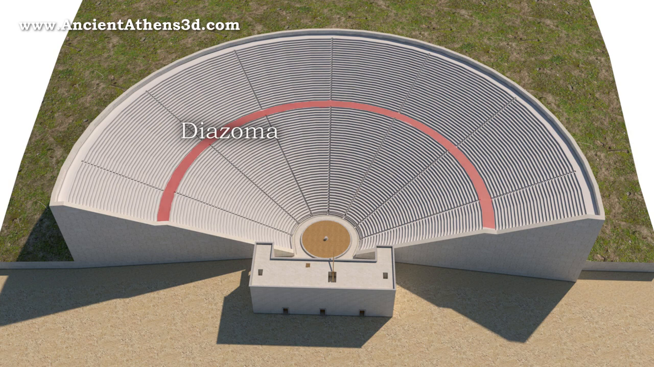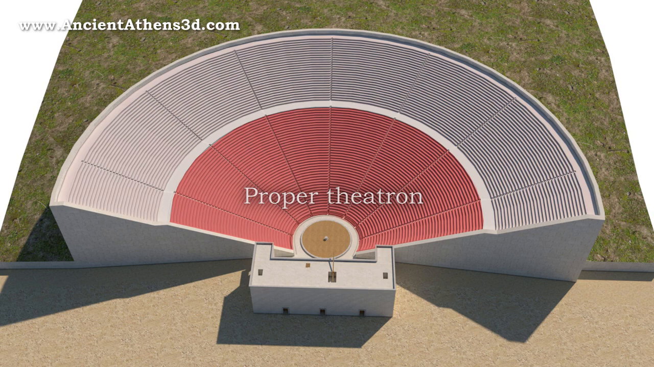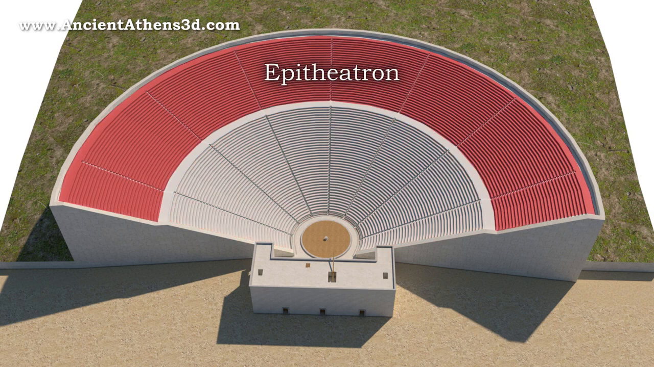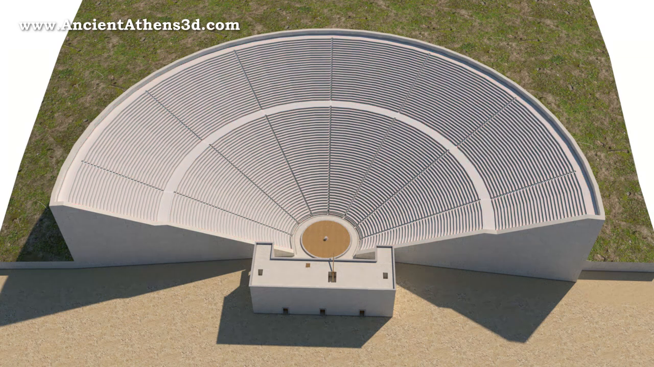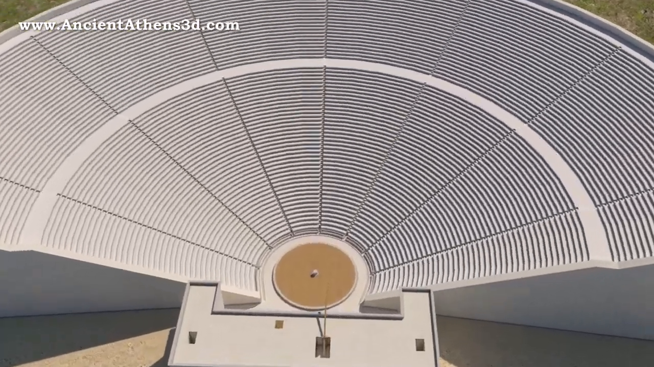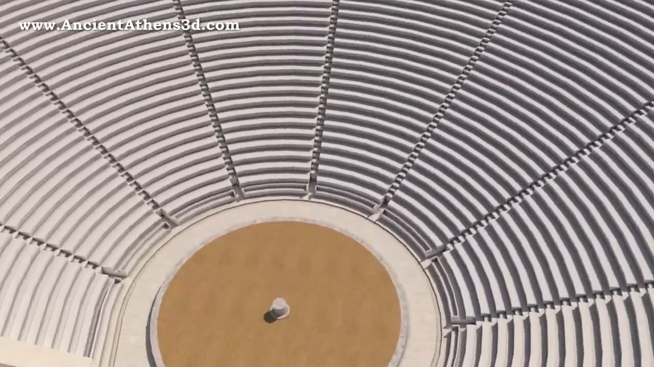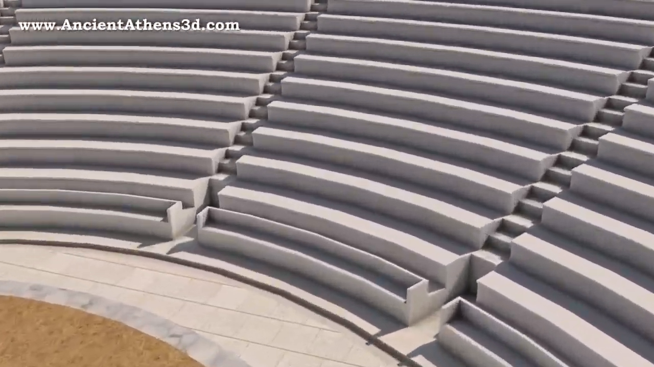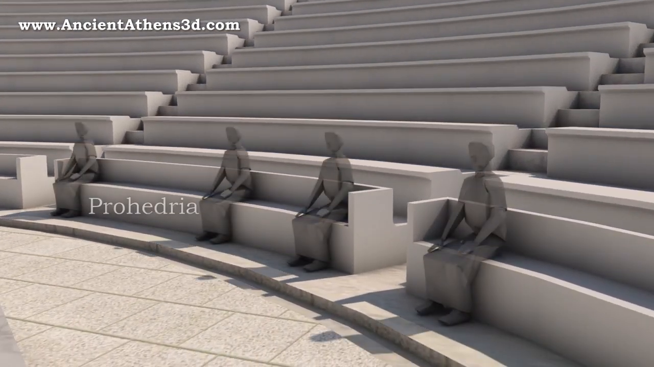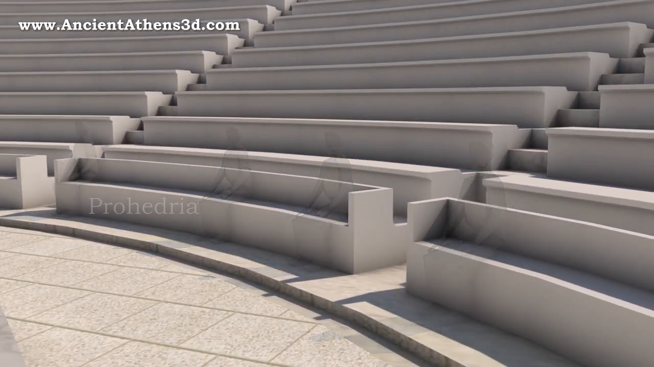The large theatres usually had a diazoma, a corridor that facilitated the movement of spectators. The diazoma divided the theatre into two parts: the proper theatre and the epitheatre. The first row of seats was intended for officials and often took the form of marble thrones. This series of seats was called the prodrea.